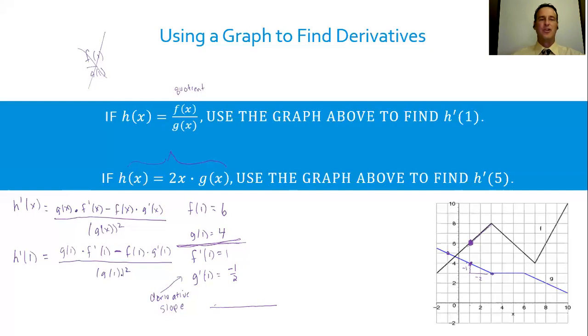Okay, so G of 1 is 4. So I'm going to write 4 squared on the bottom. Okay, and then my G of 1 is still 4 times F prime of 1, which is 1, minus F of 1, which is 6, times G prime of 1, which is -1/2.